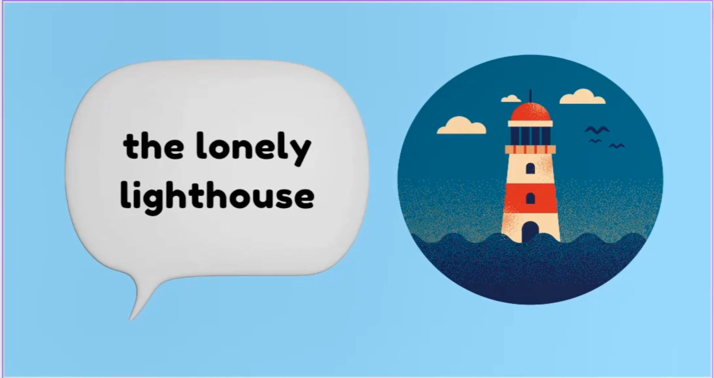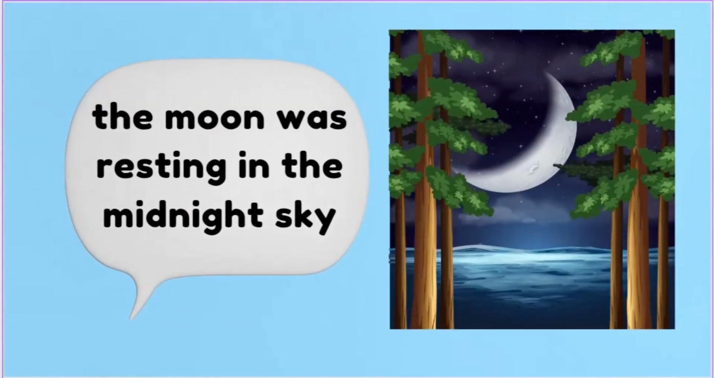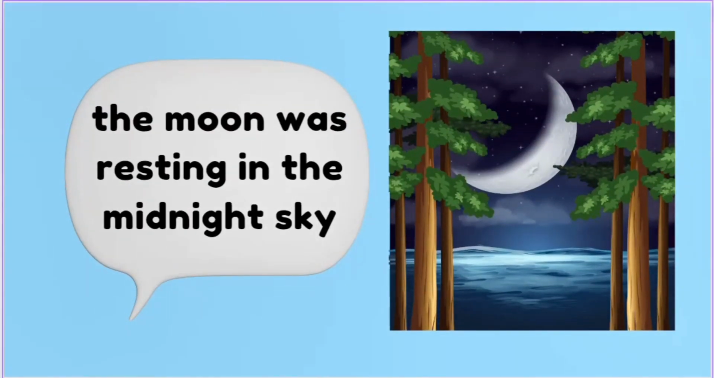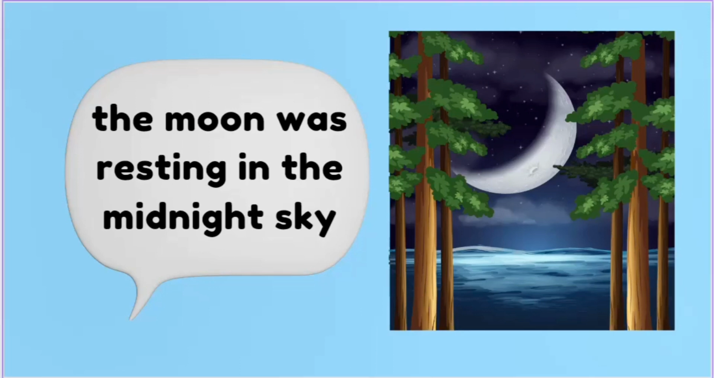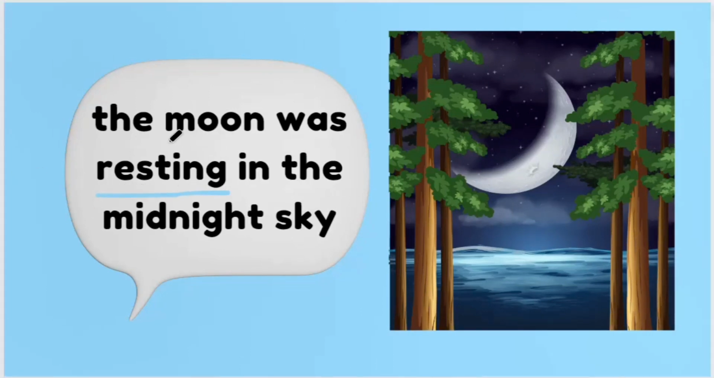The lonely lighthouse is just a phrase. You can make a sentence with this. The lonely lighthouse. The moon was resting in the midnight sky. Moon is a non-living thing and resting is something that humans do. So if we are using any human characteristic with a non-living or inanimate object, it is called personification. Hope you have got it.